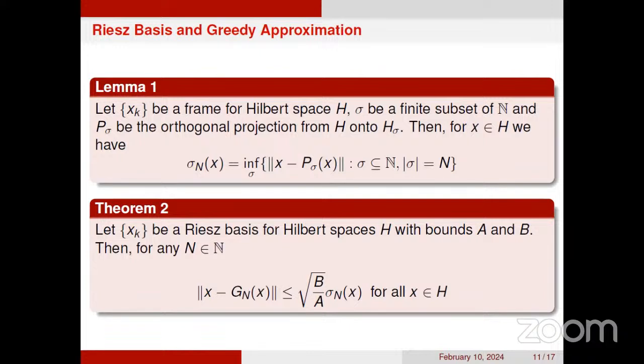Next is Theorem 2, which says that every Riesz basis for the Hilbert space H with bounds A and B is greedy with greedy constant square root of B by A. By the definition of a greedy basis, every greedy basis is almost greedy and every almost greedy basis is quasi-greedy. So we can say that every Riesz basis for Hilbert spaces is greedy, almost greedy and quasi-greedy.